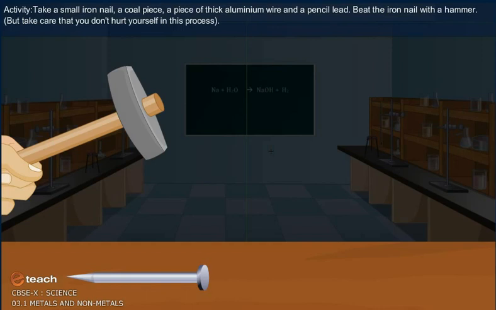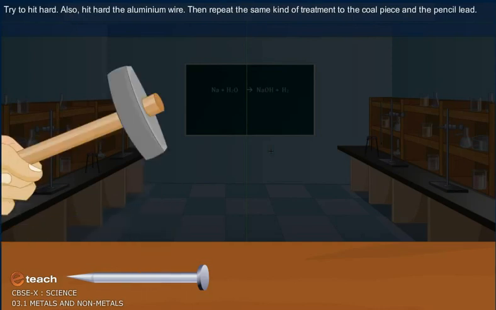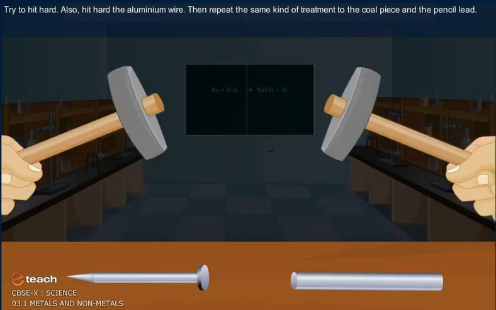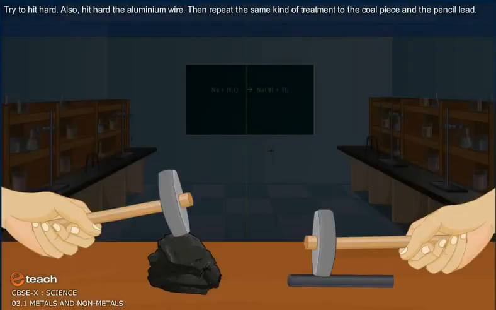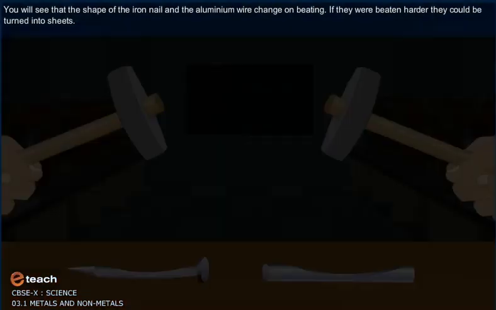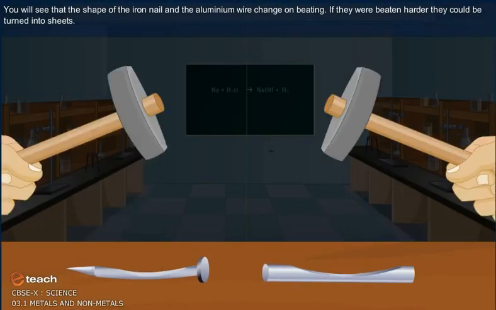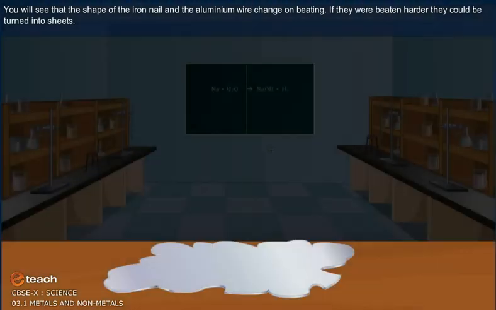Beat the iron nail with a hammer, but take care that you don't hurt yourself in this process. Try to hit hard. Hit hard also the aluminium wire. Then repeat the same kind of treatment on the coal piece and pencil lead. You saw that the shape of iron nail and the aluminium wire changed on beating. If they were beaten harder, this could be changed into sheets.